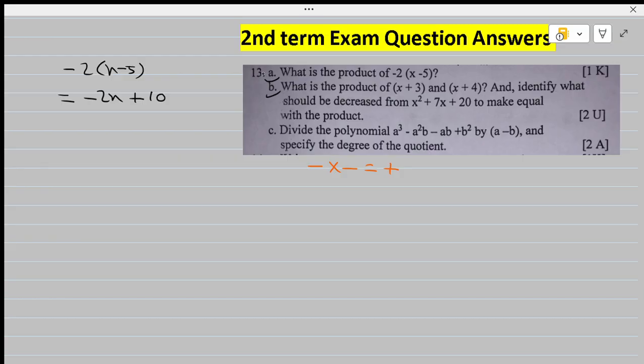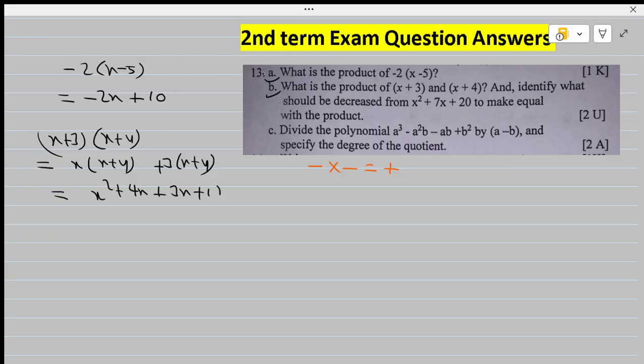I go with B. In number B, what's said here? What is the product of x plus 3 and x plus 4? That is asked first, so let's do that first. x plus 3 into x plus 4. By x you multiply x plus 4, by 3 you multiply x plus 4. So you get x squared plus 4x plus 3x plus 12. So it will result in x squared plus 7x plus 12.